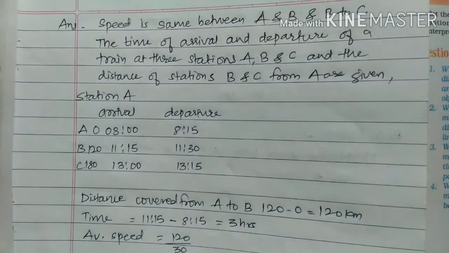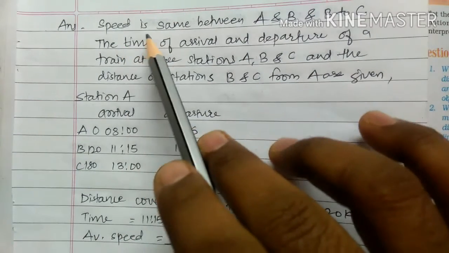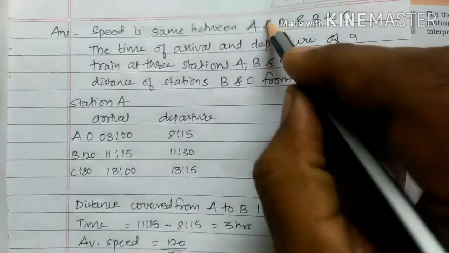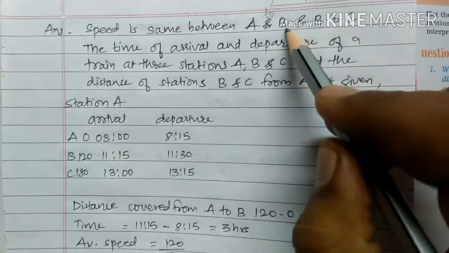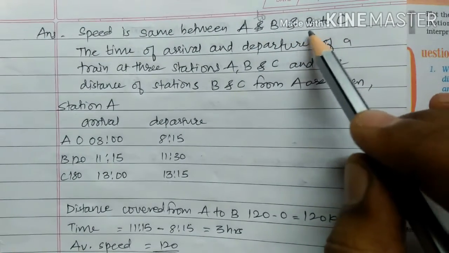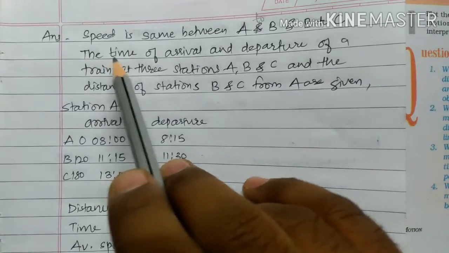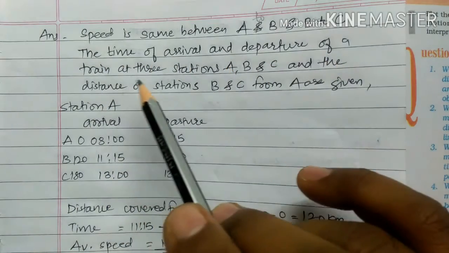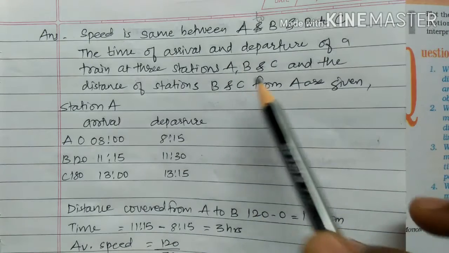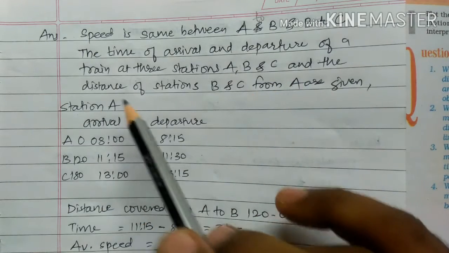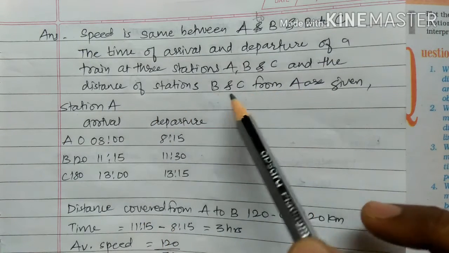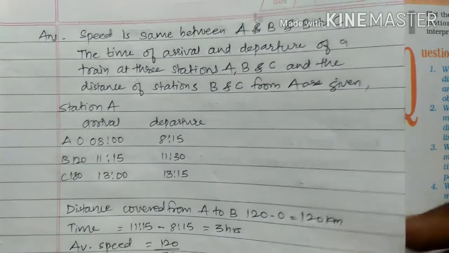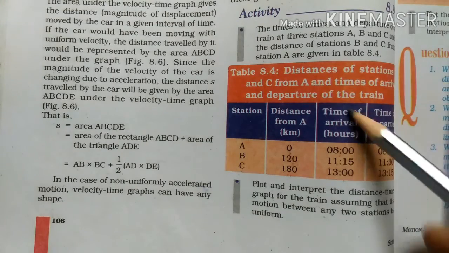See here, speed is the same between A to B and B to C. The time of arrival and departure of a train at three stations A, B and C, and the distance of stations B and C from A are given in this way. I have written whatever is provided in the table here.